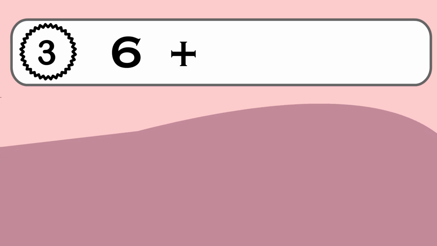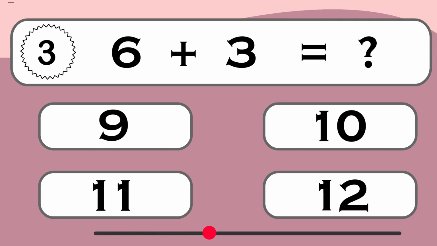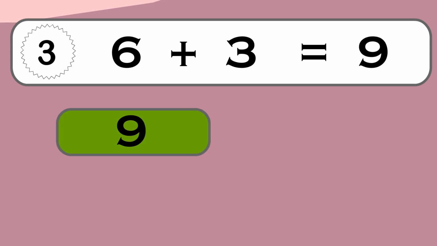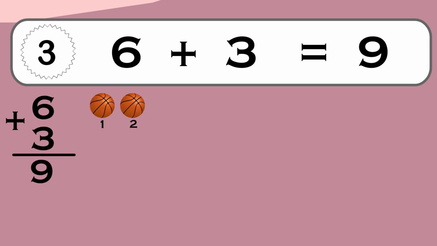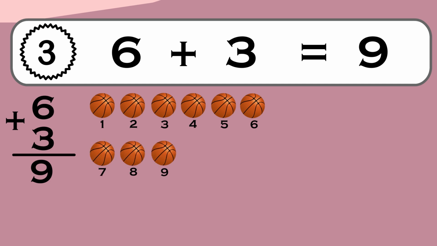6 plus 3 is equal what? Six plus 3 is equal 9. Let's count it. 1, 2, 3, 4, 5, 6, 7, 8, 9.